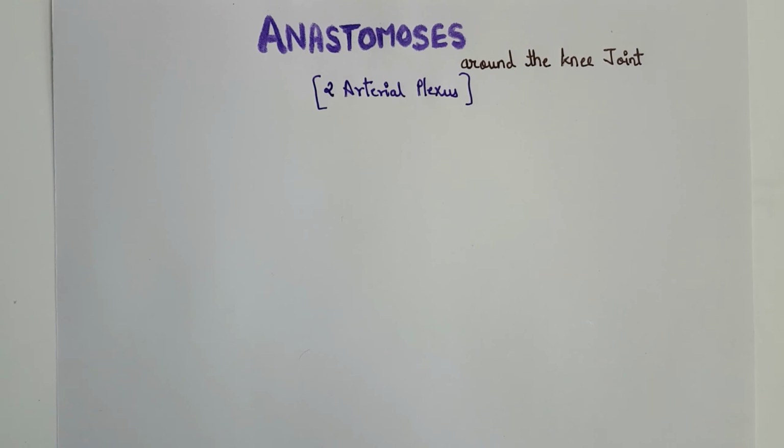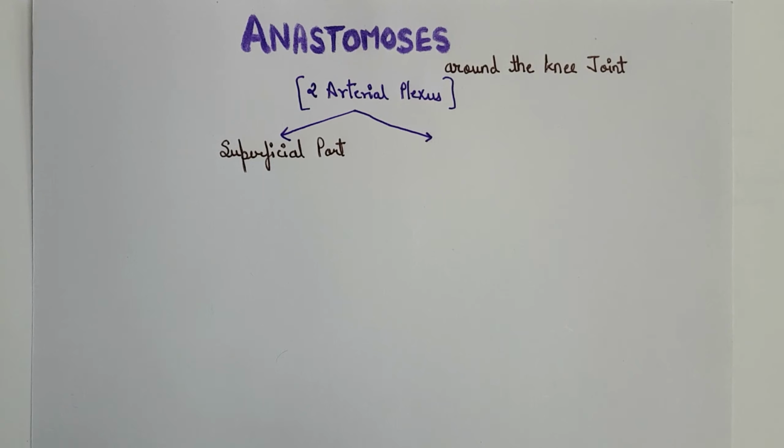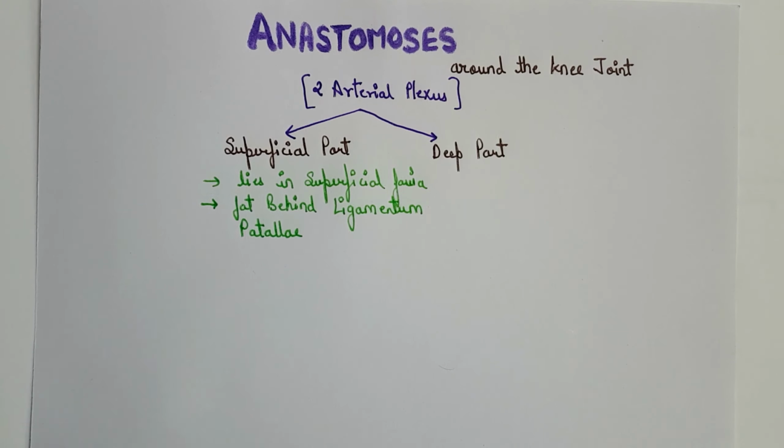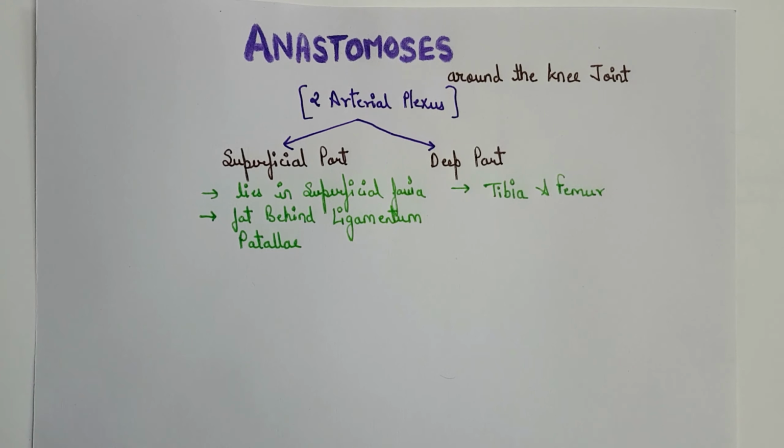The anastomosis around the knee joint is situated in two arterial plexus. One of them is the superficial and the other arterial plexus is situated in the deeper part. The superficial plexus lies in the superficial fascia around the patella and also in the fat behind the ligamentum patellae, whereas the arteries involved in the deeper anastomosis are very close to the tibia and the femur bone.